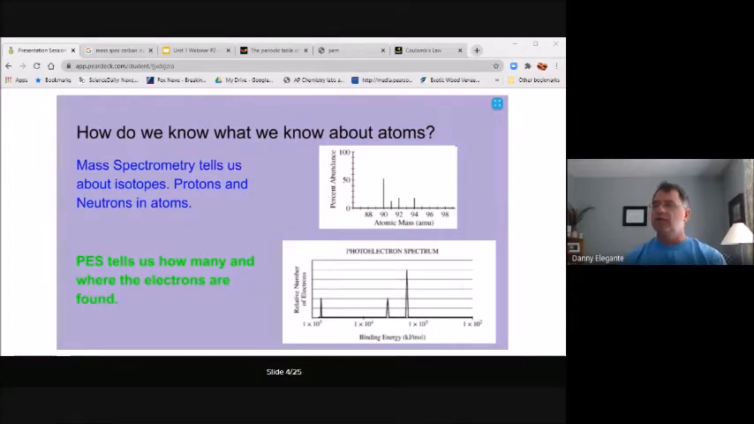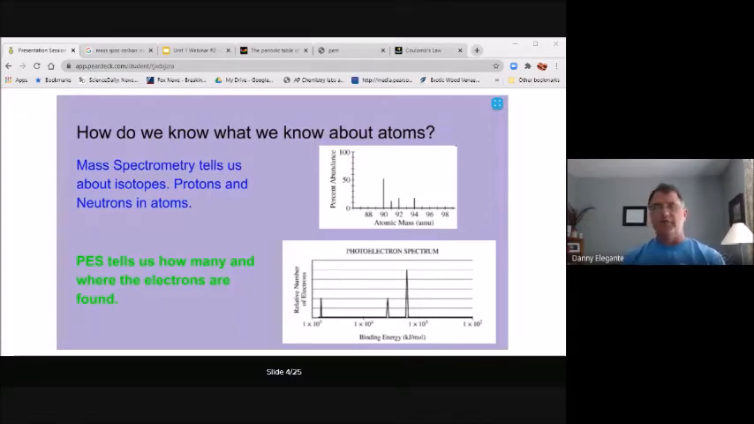So if you were to look at each one of those peaks and add up the percent abundance, it would add up to 100%. This is where we get the information from to calculate average atomic mass. So we took the mass of the isotope times its percent, plus the mass of the isotope times its percent, and so on and so on. So mass spectrometry tells us all about what the nucleus looks like.